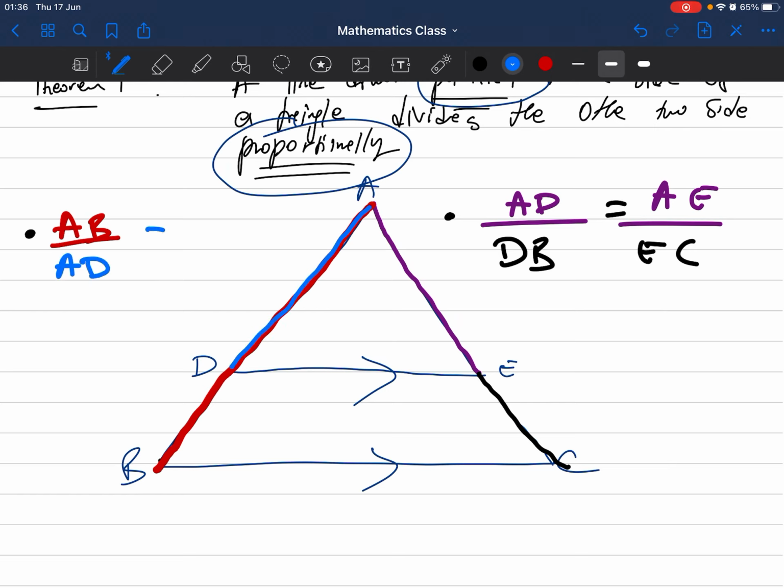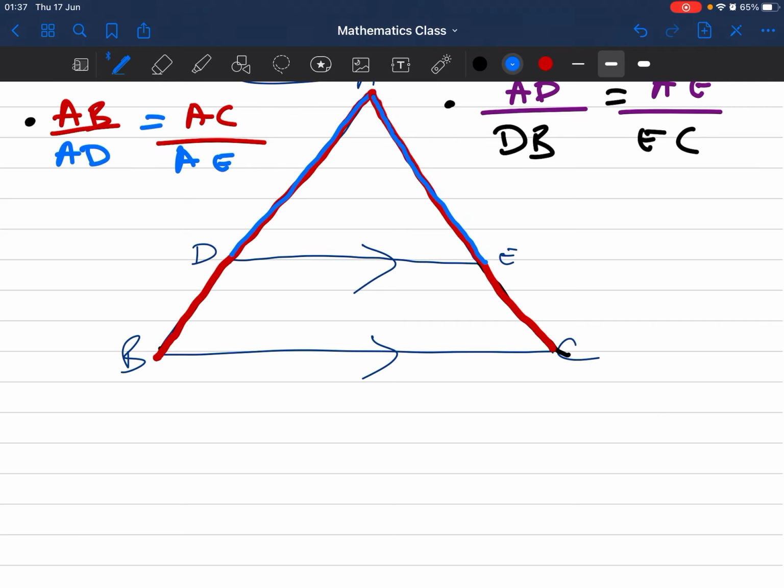Guess what? This is equal to, I'm sure you've guessed it right, AC over AE. That's what it means, right? When they say two sides are divided proportionally. Okay, there's a lot of ways of doing this, but this is the point.